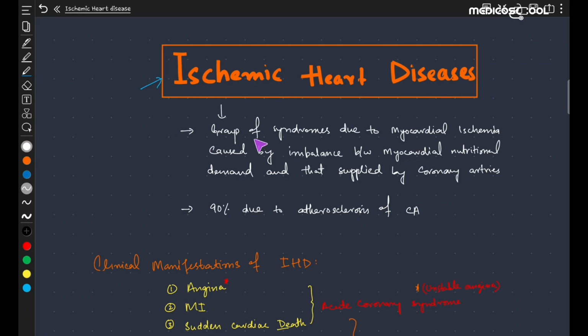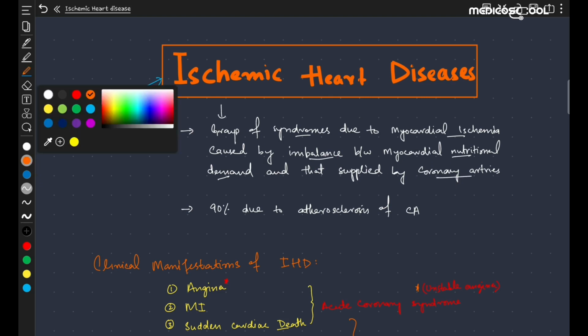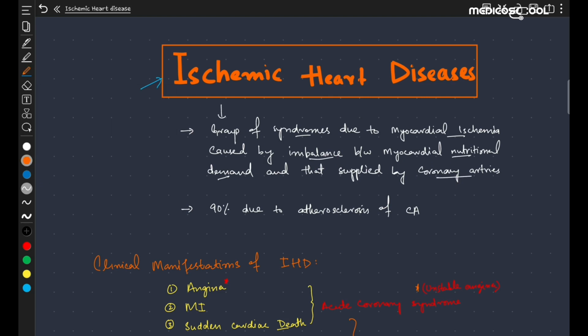तो आज हम बात करने जा रहे हैं इस्कीमिक हार्ट डिजीज़ के बारे में। सो व्हाट आर इस्कीमिक हार्ट डिजीज़? These are the group of syndromes which are due to the myocardial ischemia, and that myocardial ischemia is caused by the imbalance between the myocardial nutritional demand and that supplied by the coronary artery.